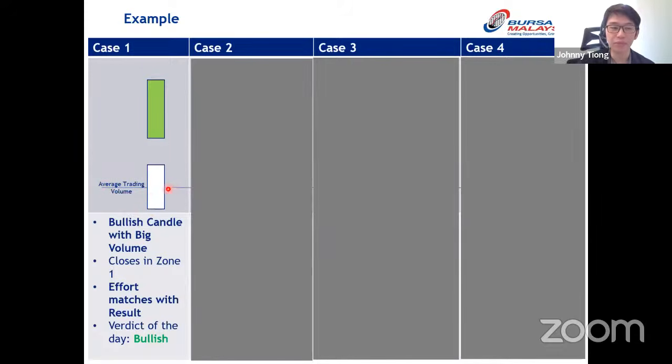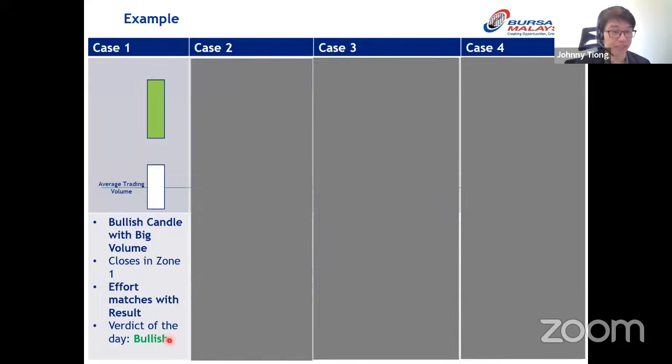This is just an average trading volume. If the volume is higher than the average trading volume, we assume that it's a high volume. If it's below the average trading volume line here, we say it's low. For our first case, a bullish candle with a big volume: this is a bullish candle, and the volume is huge because it's above the average trading volume. The candle closes in zone 1, so the effort here is the volume, and effort matches with the result.